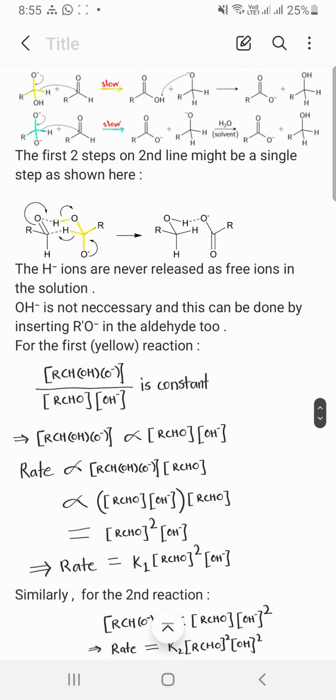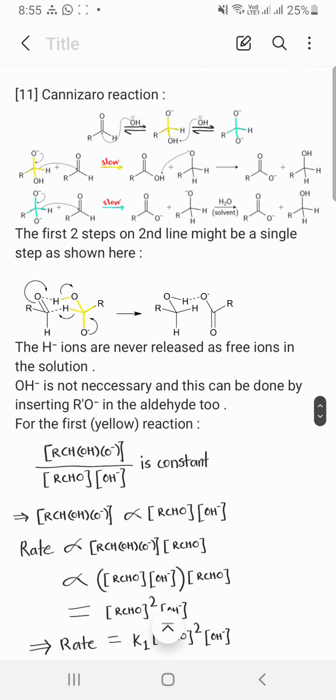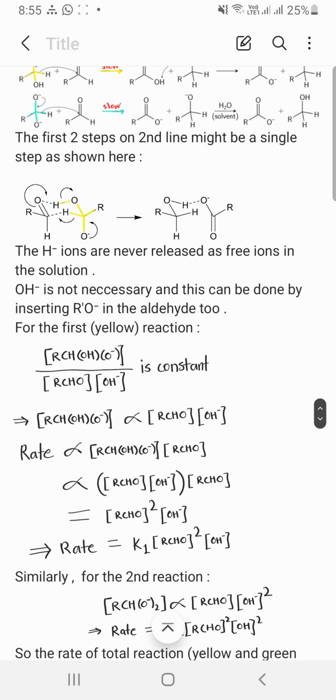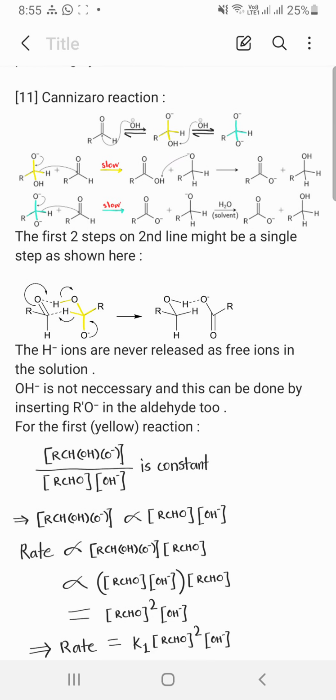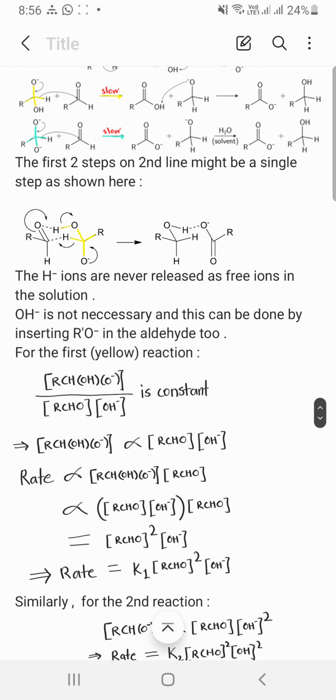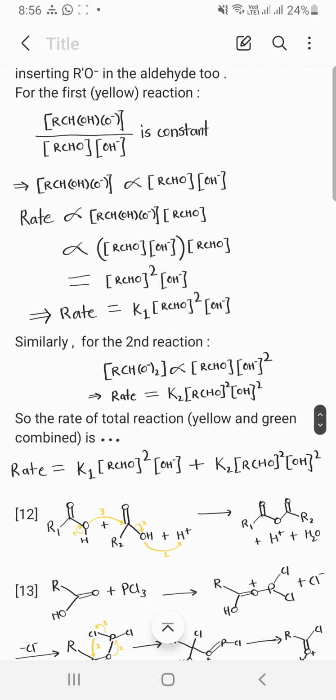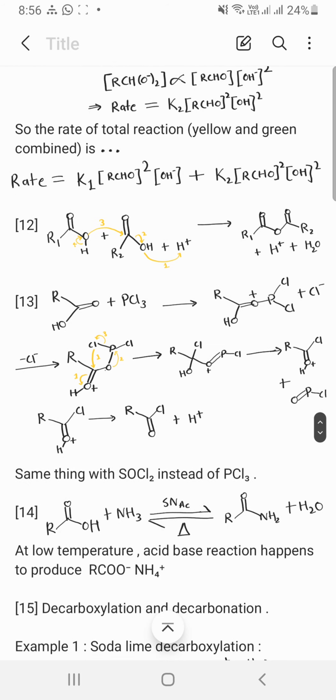Cannizzaro. There's a lot of rate calculations and stuff. You don't need to understand all that. So it's just OH minus entering inside this carbonyl, creating a lot of negative charge density, and essentially hydride shifts occurring from molecule to molecule, very similar to how LiAlH4 works. So it collides into something, and while colliding it transfers hydride. So it's the same thing over here. It too transfers hydride. Okay, that's fine.